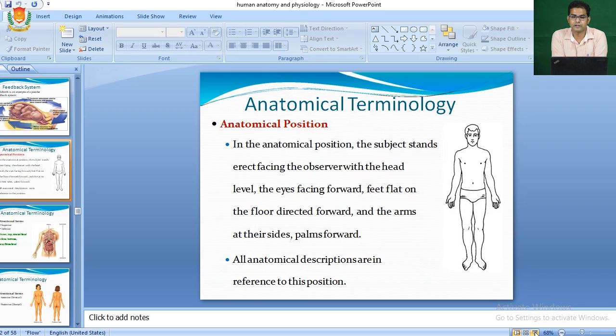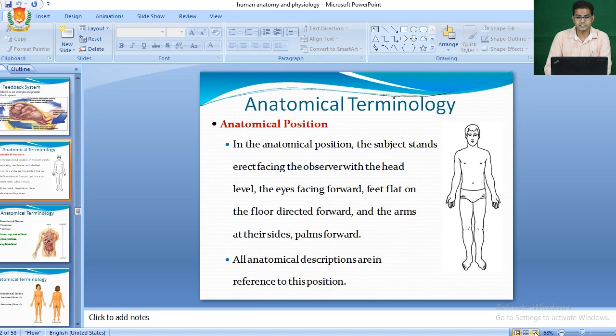Now we are going to start the anatomical terminology. See, anatomical terminology is very important as far as medical science is concerned, since for a particular patient or subject, in which position it stands, in which position it lies, it is necessary to write it scientifically. So, we regard the anatomical position when the person is standing in an erect, straight posture, hands lying side by side and palms facing forward, while legs or feet are also facing forward and eyes are also facing forward. So this is the condition of anatomical position.